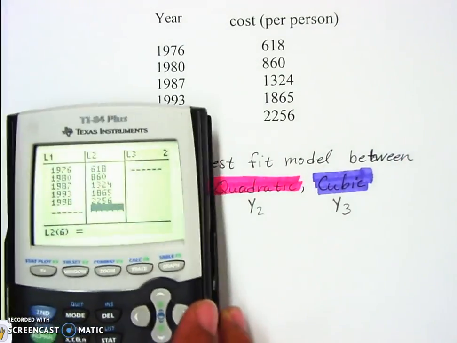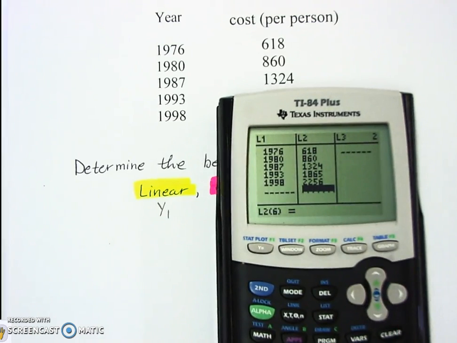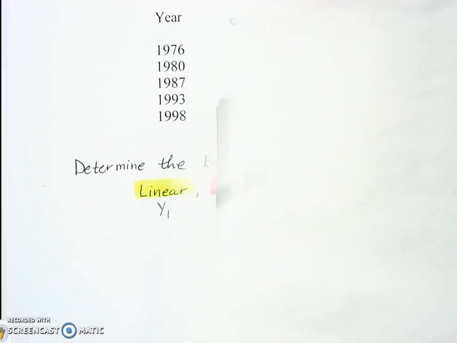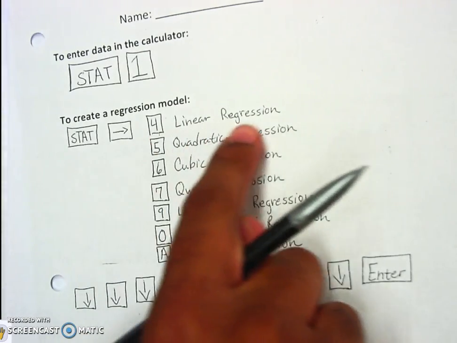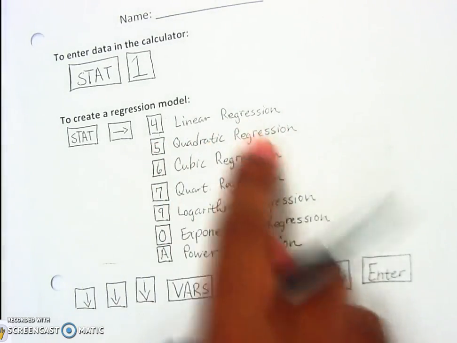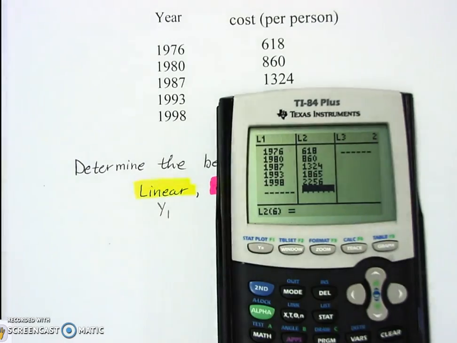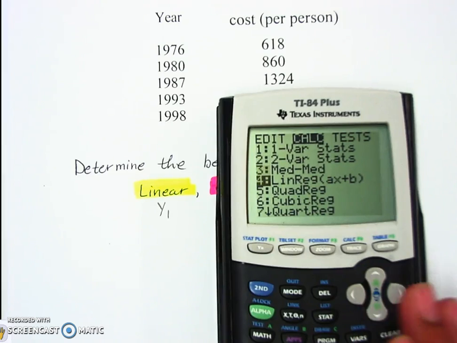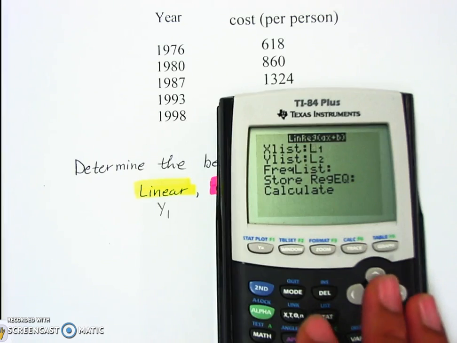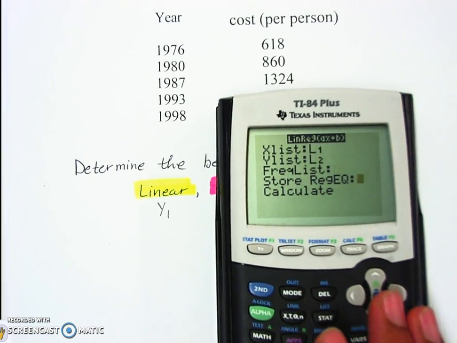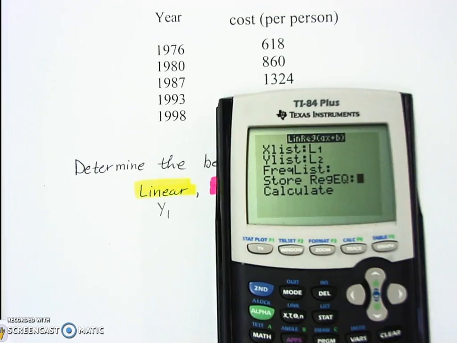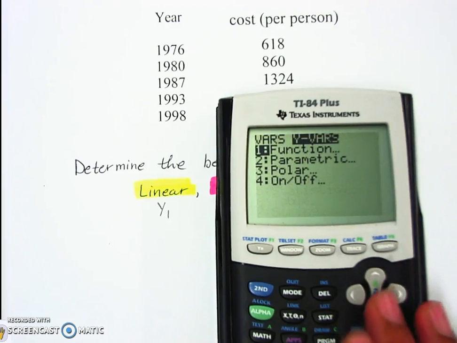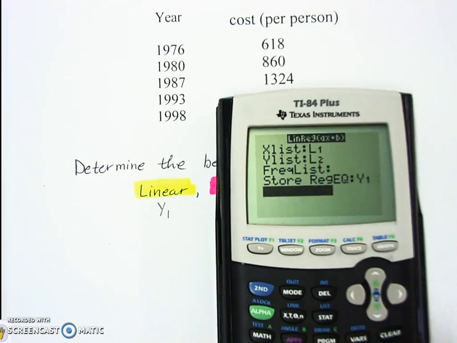we're going to come back here, and we're going to do linear. If we go back to our paper with all the steps on it, linear is number 4. So we're going to do number 4 for linear. We're going to go to stat, go to the right, and go down to number 4. Number 4 right there, that's linear. Enter. We're going to go down, down, down, and do the same exact thing we've been doing. So vars to the right, 1, 1. And then calculate that.